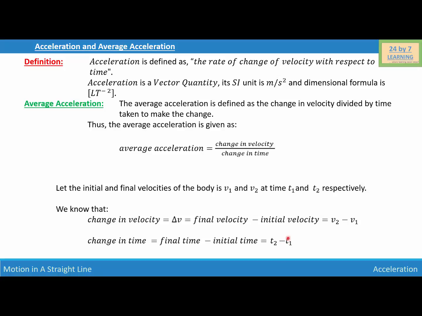Now let's substitute these values to find the average acceleration. If we do that, we will write that it is equal to v2 minus v1 over t2 minus t1. And this is basically our average acceleration a bar, which is equal to delta v over delta t, where delta v is v2 minus v1 and delta t is t2 minus t1. And this is how we define acceleration and average acceleration.